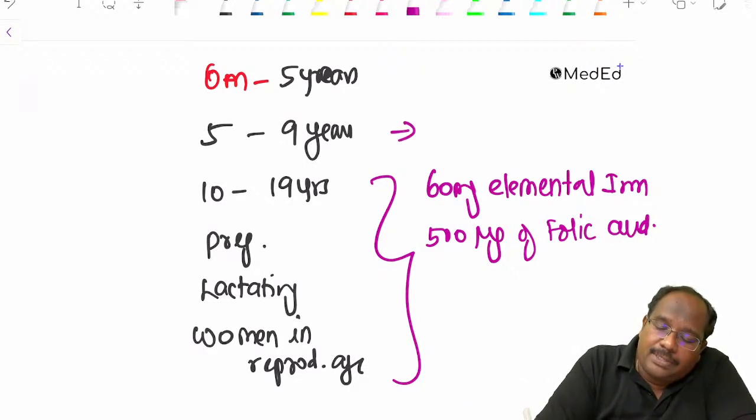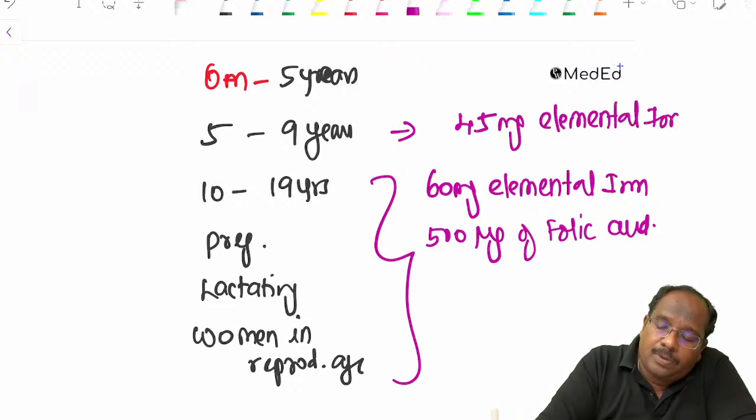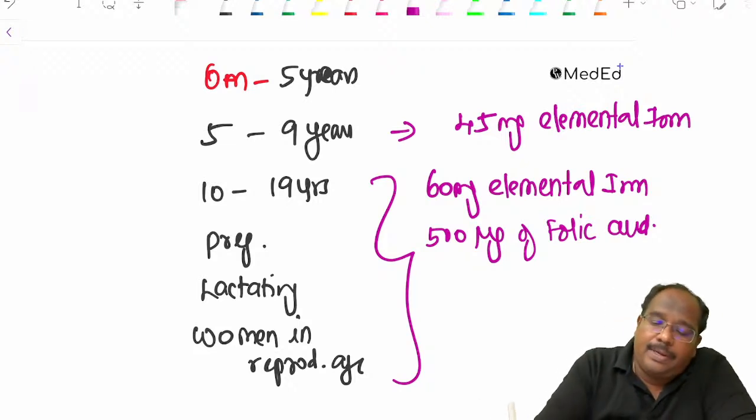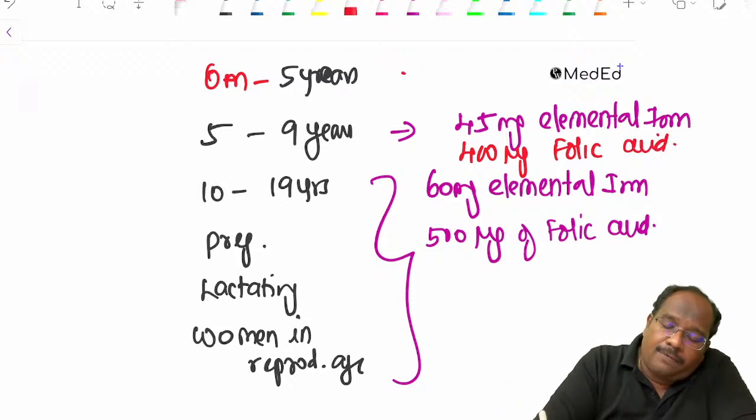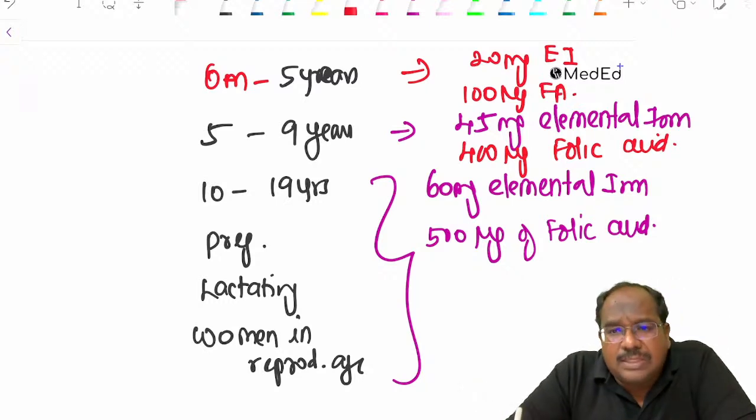Okay, so the tablet strength is 45 milligram of elemental iron, and 400 microgram of folic acid. And for children, it is 20 milligram of elemental iron. Here I am writing 100 microgram of folic acid. So these are the beneficiaries.